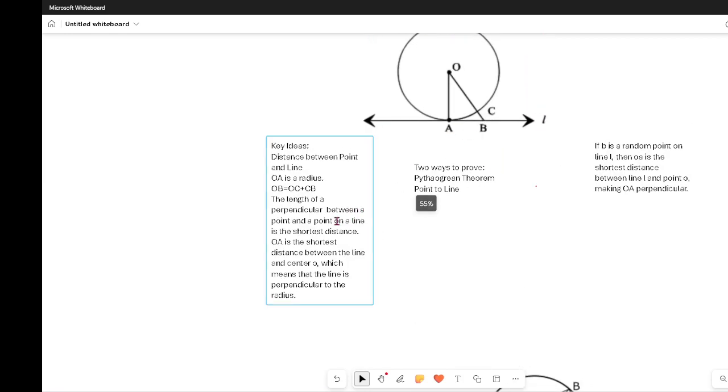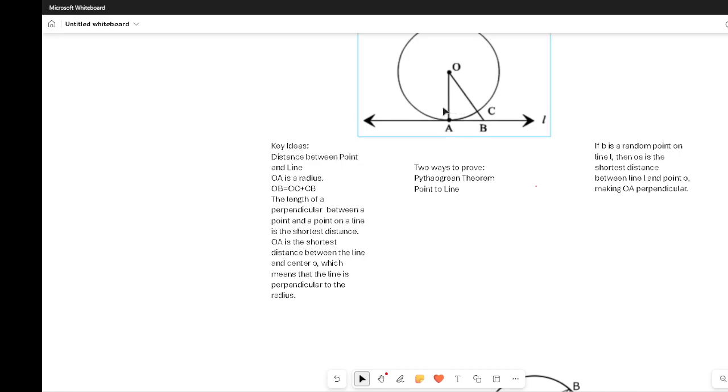The first one I'm going to be showing is my thinking on why tangent lines are always perpendicular to the radius of a circle. Okay, so basically, the length of a perpendicular between a point and a line is the shortest possible distance.